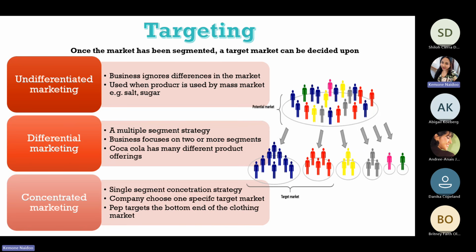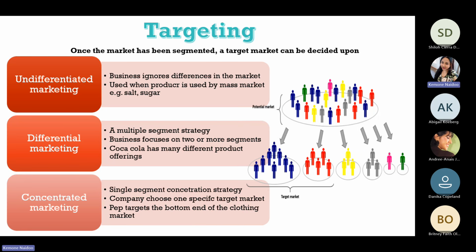Okay, and then we can also have concentrated marketing. So here there's a single segment that you are concentrating on. So a company will choose one specific target market. For example, if you look at Pep, so Pep will target the bottom end of the clothing market, which means although people are saying, okay, Pep is cheap, but that is genuinely what they are on the market for. And that's what they want to be known as, because they want to be known as an affordable brand.